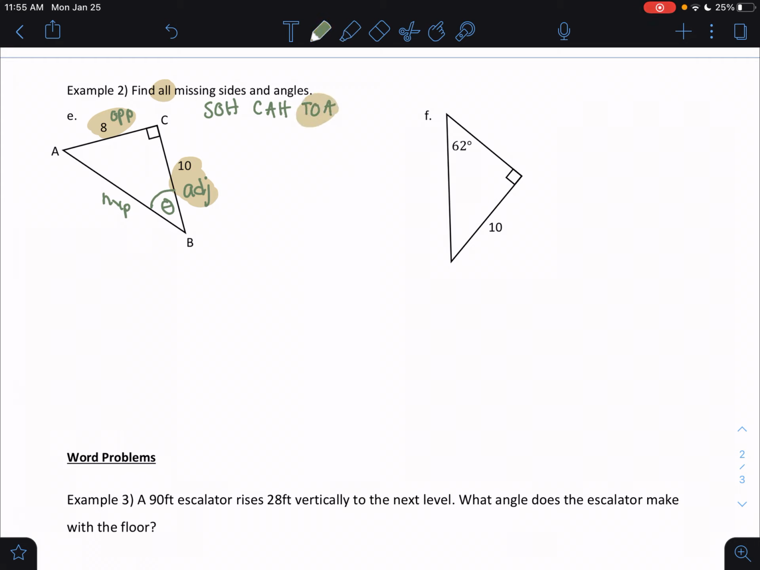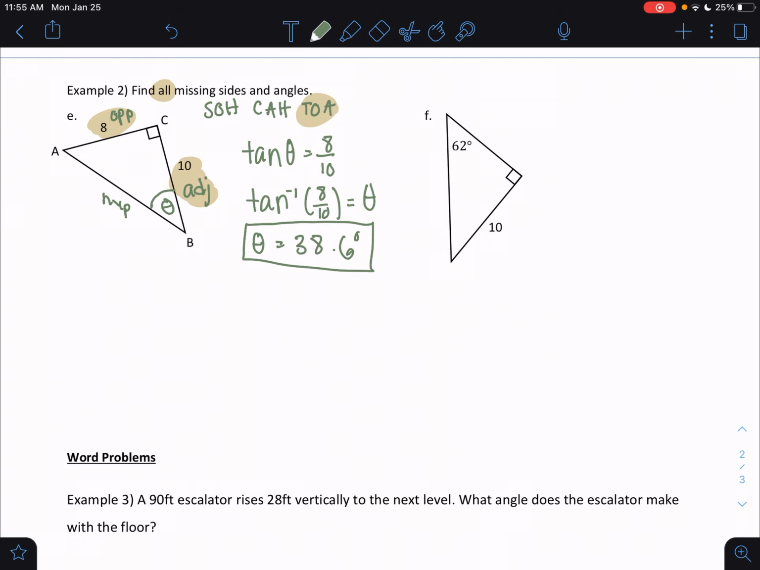So we're going to use tangent. And since we're finding an angle measure, we're going to use the inverse. Now you could write out tangent of theta equals 8 over 10. And then once you do that, you're going to realize you can't solve anything with that. And so we need to use the inverse. When we do this for theta, we should get 38.6 degrees.